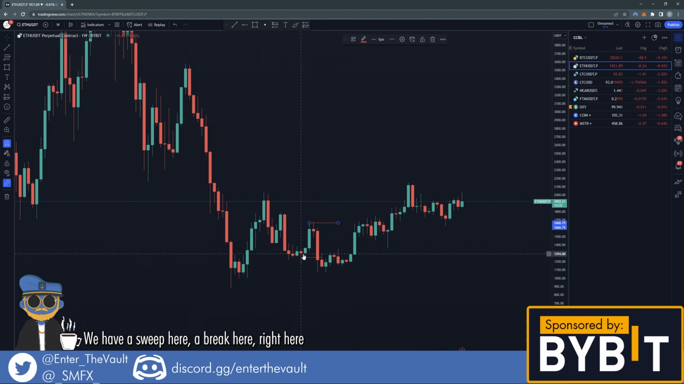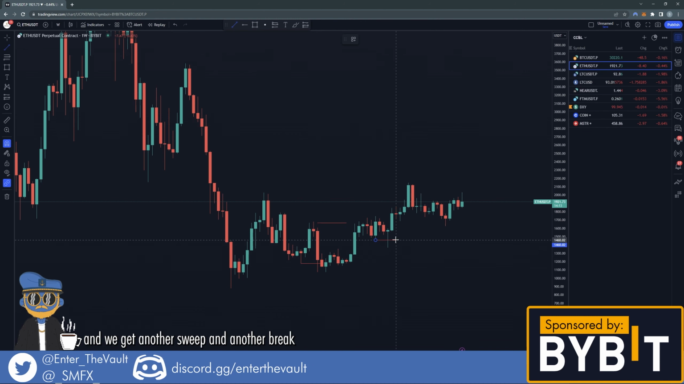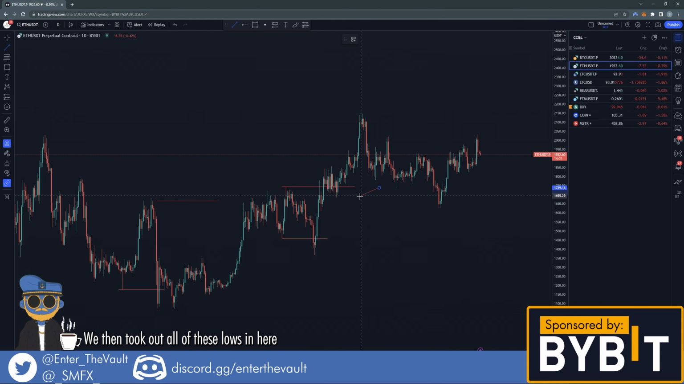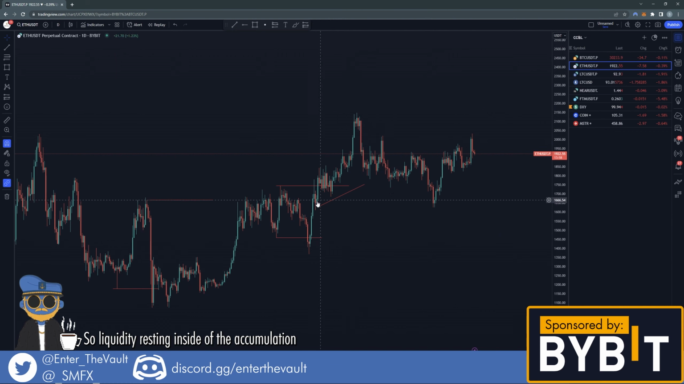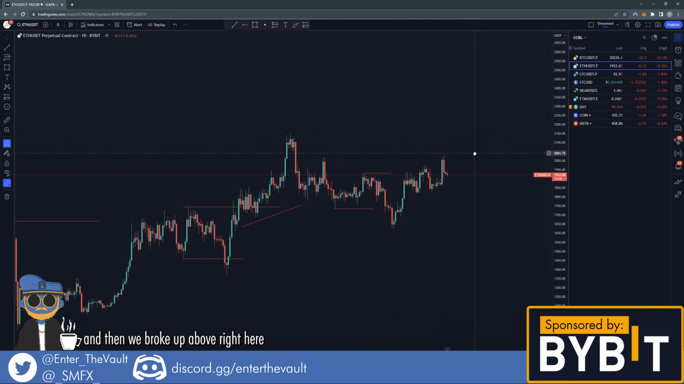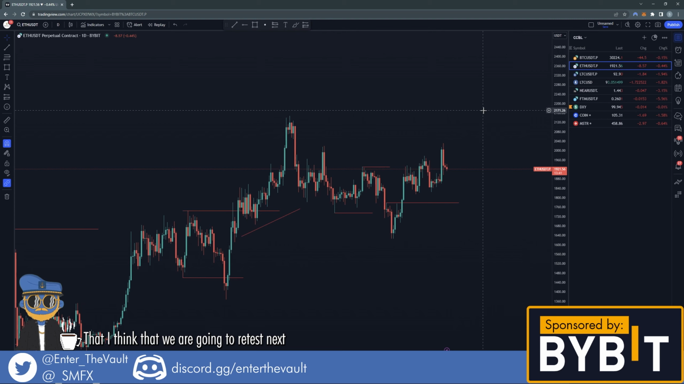We have a sweep here, a break right here. Then we return to the range between this high and this low, and we get another sweep and another break. We then go down onto the daily. We then took out all of these lows in here. So liquidity resting inside of the accumulation, we then take it all out. So we swept out all those lows, and then we broke up above right here. Okay, then we have some untested accumulation in here that I think we are going to retest next.